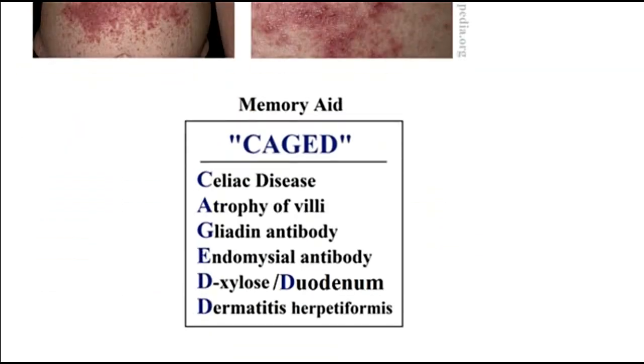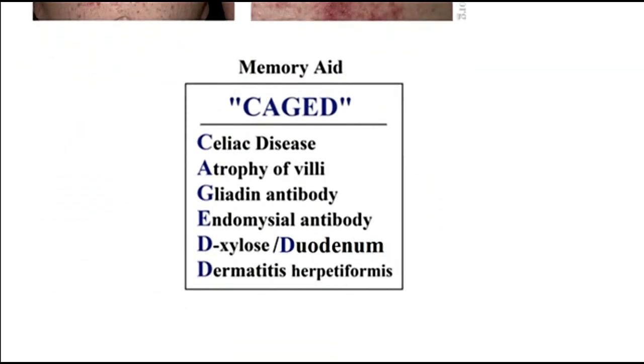Now here I have provided you with a memory aid to summarize the findings with celiac disease, and it's called CAGED. Celiac disease is a type of disease that is associated with villus atrophy. There is also gliadin antibody in addition to the anti-endomysial antibodies. And what is the third antibody that you should know of? It's the transglutaminase.